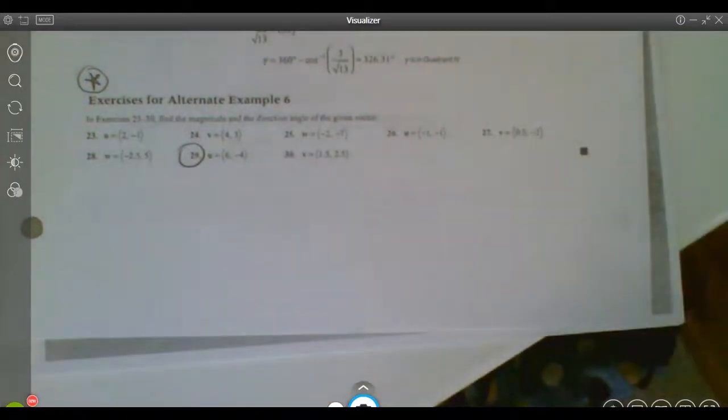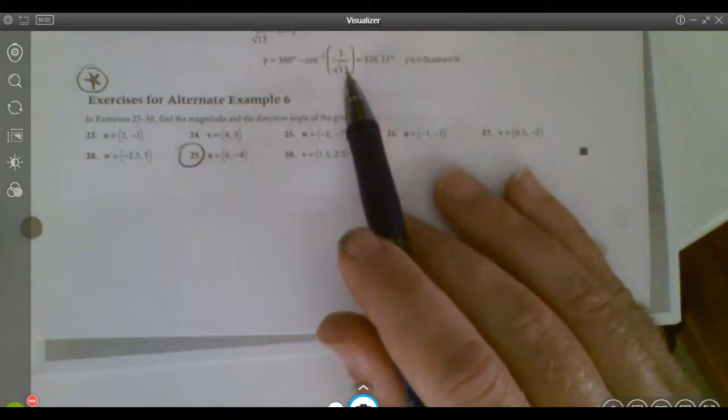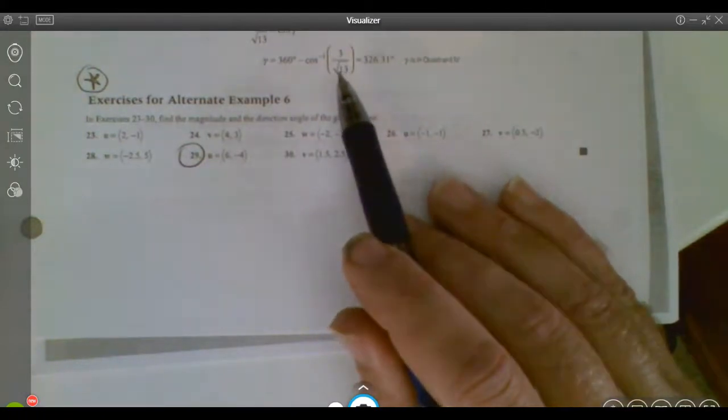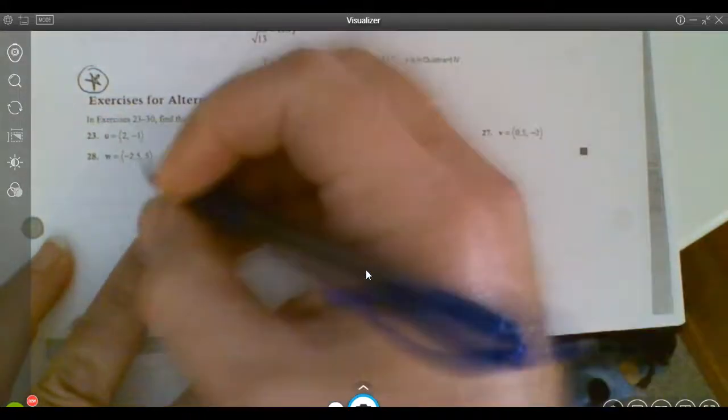So find the magnitude and direction. Now, that's kind of a helpful hint, because if it just said find the direction, well, as you just saw, I got to know the magnitude anyway. So by them saying find the magnitude and the direction, it's kind of a hint as to how to proceed. So let's just start with finding the magnitude. So we're going to do this with number 29 here. So vector u.